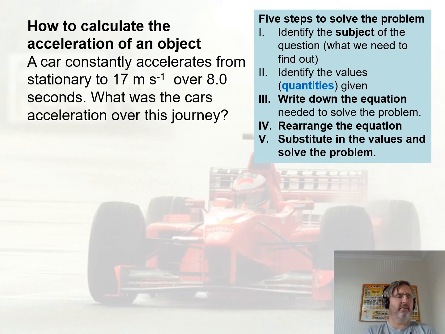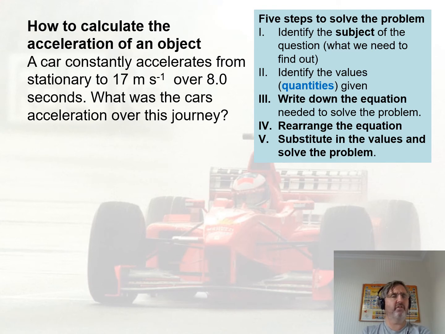Now we have to read this carefully here because there's a bit of information we might not see. And the bit that we might not see here is the part where it says from stationary. What that means, the car was standing still, or its initial speed was 0 meters per second. So its change in speed is going to be 0 to 17, which is 17 meters per second.